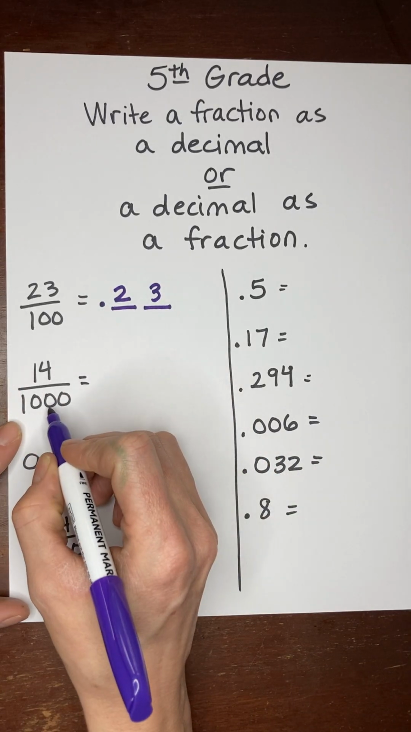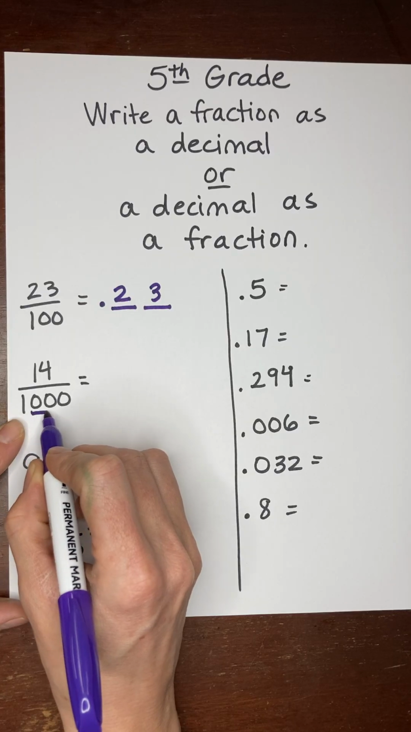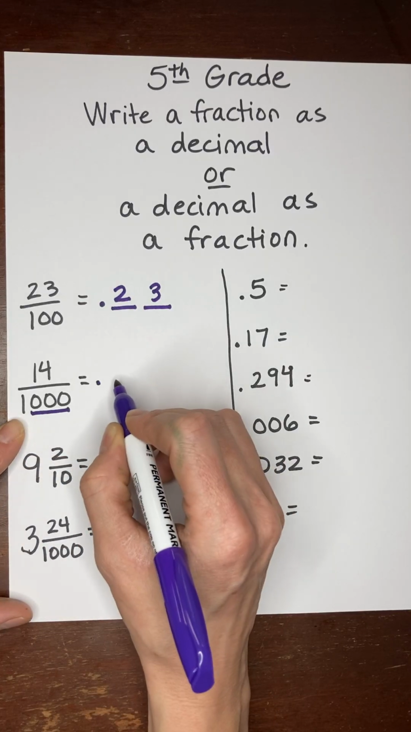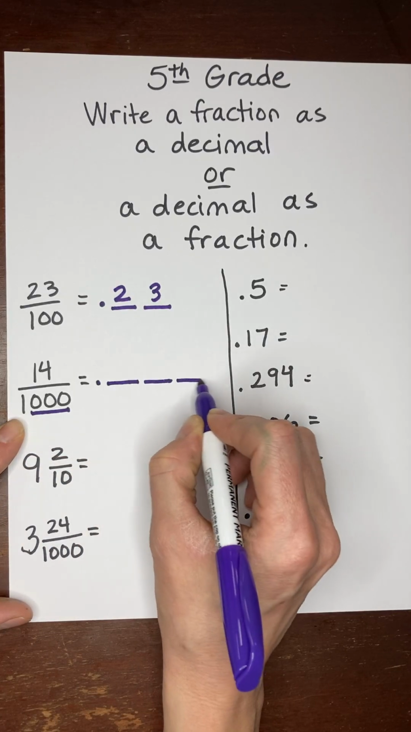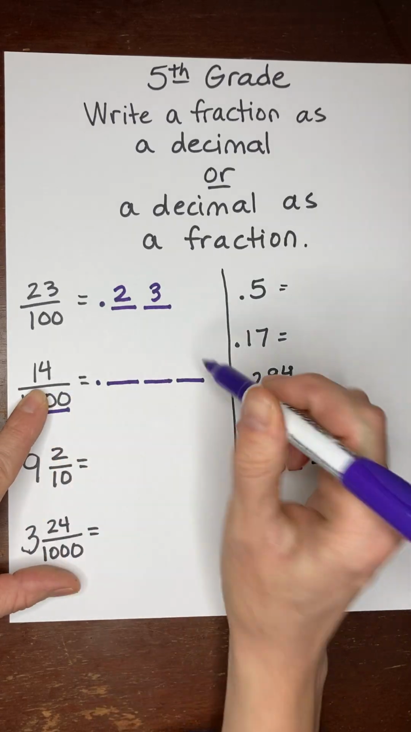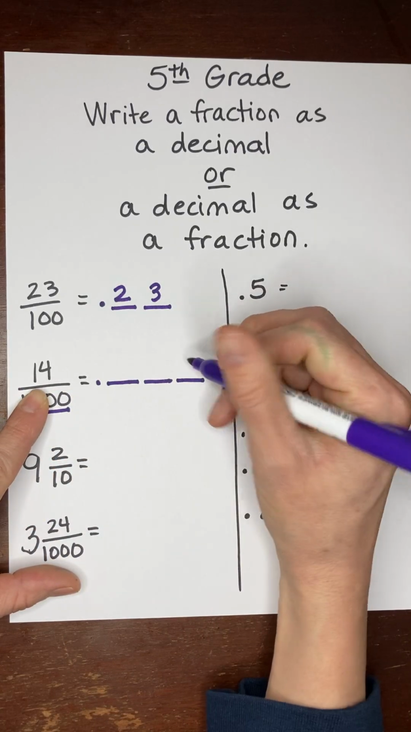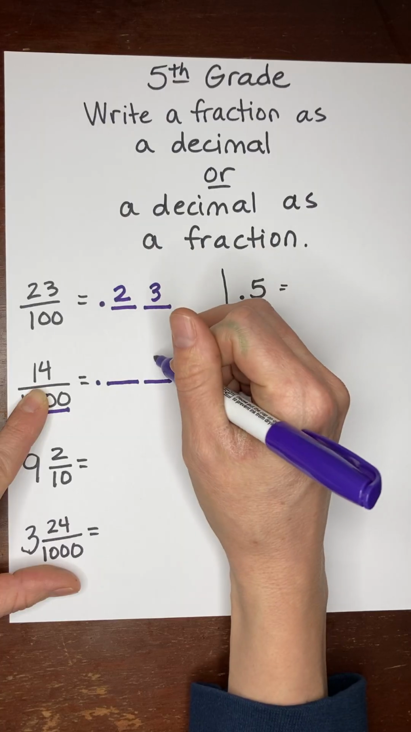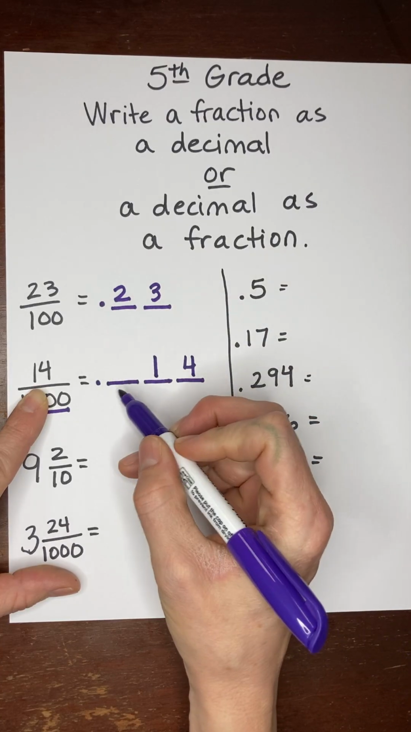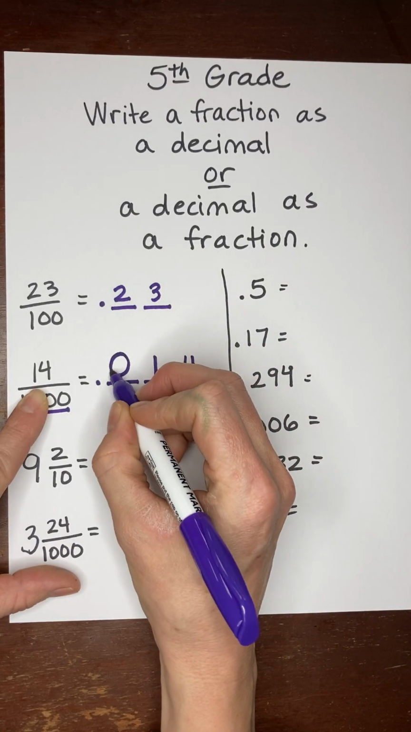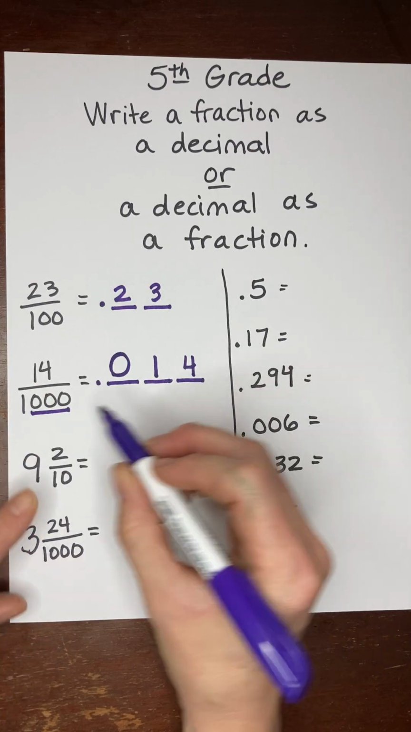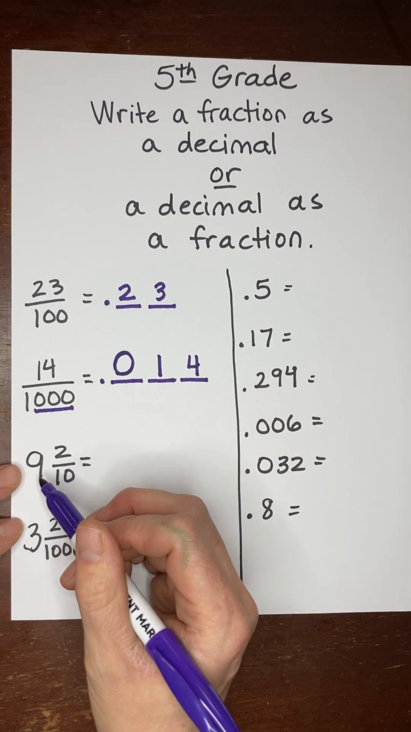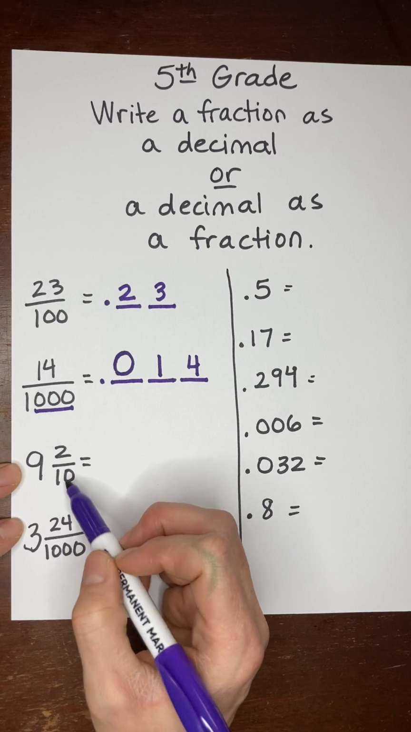All right, what about 14 1,000ths? Well, 1,000ths, I've got 3 zeros here. That tells me I'm going to have 3 decimal places. So I can do this. And then I know the 14 has to finish in the last place. So I can write my number backwards here like this. What do I do in this gap where there's no number? Well, I fill it in with a 0. And that's 14 1,000ths.